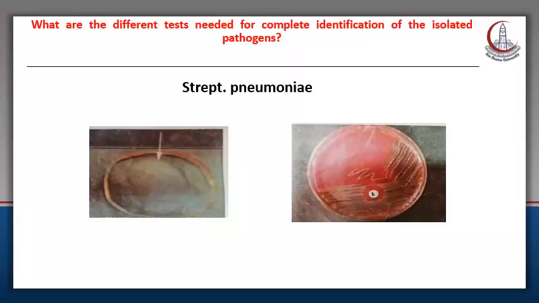As we see on the right picture, the Strep pneumoniae is sensitive to the optochin disc. It's a blood agar plate inoculated by the specimen and giving the zone of inhibition around the disc of optochin, so it's sensitive, so it is Strep pneumoniae.